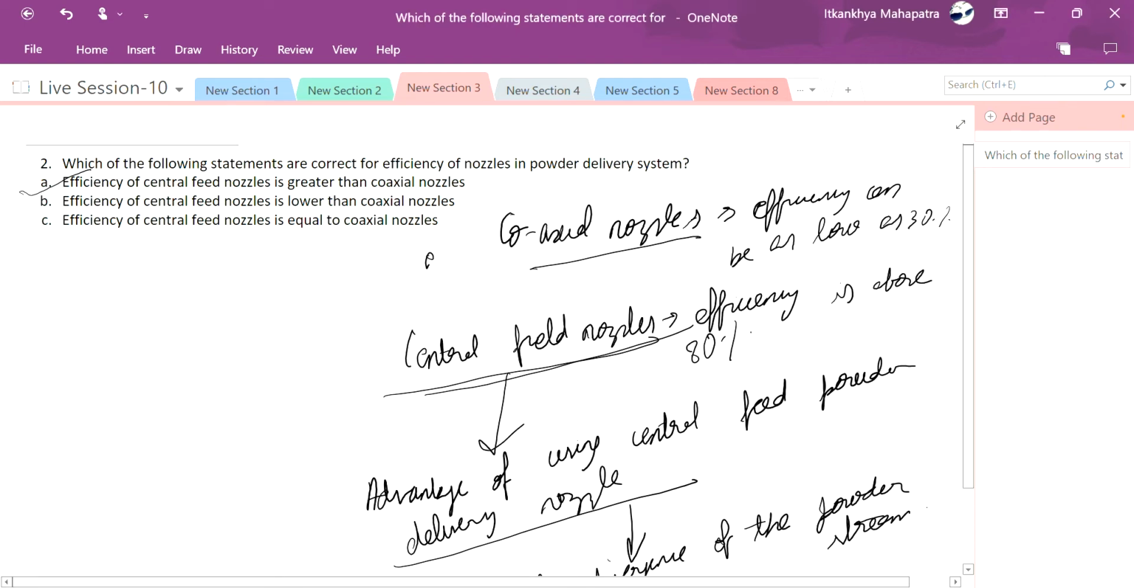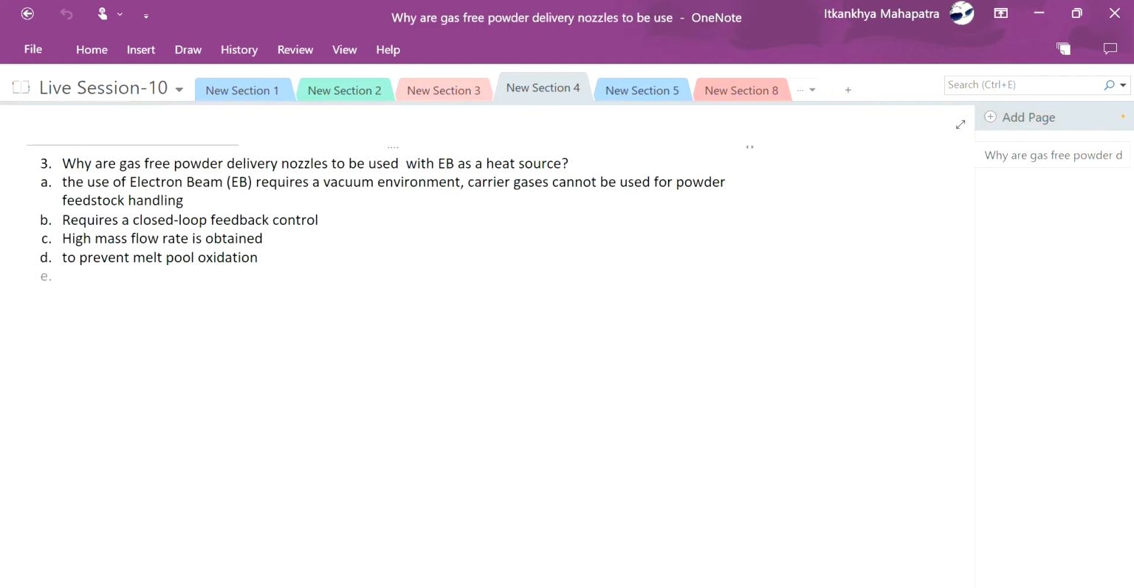Okay, so I shall proceed. Why are gas-free delivery nozzles to be used with EB as a heat source? EB is electron beam.